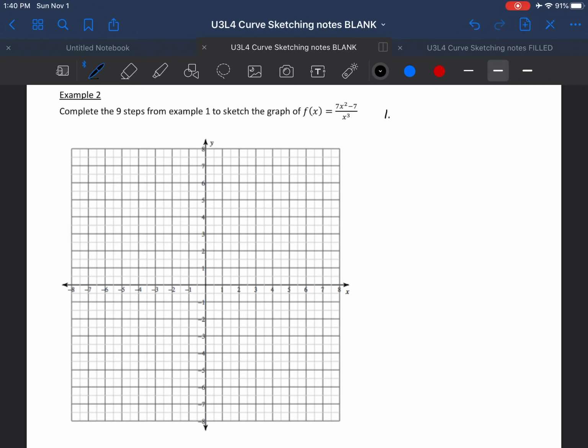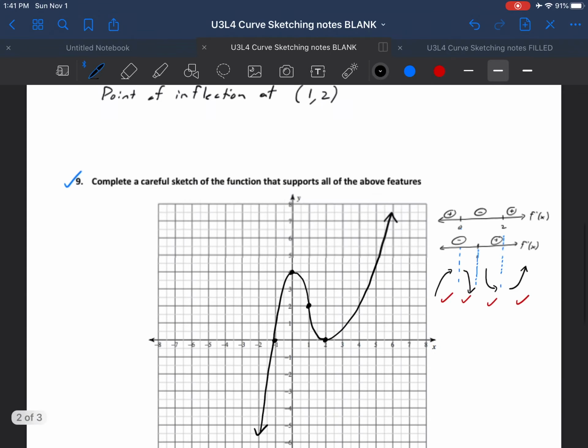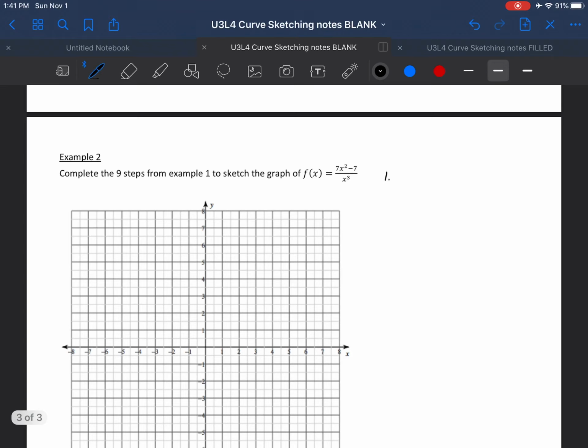So step 1, I'll turn the music down a little bit. Step 1 was to do domain range, and that's going to include step 2 also, which is discontinuity. So the domain for this thing is going to be all reals except x can't be 0, right? And actually that means we have a vertical asymptote, not a hole at x equals 0. So I'm just going to draw that in right now while I'm remembering.